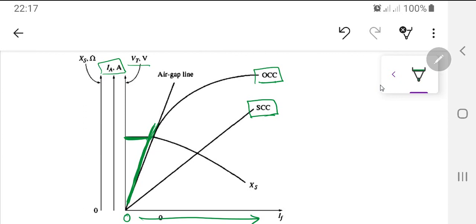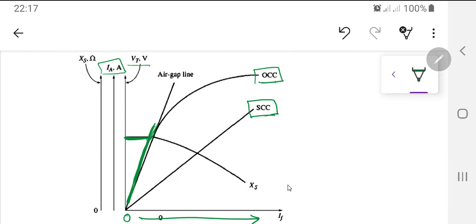But afterwards the open circuit test actually starts to saturate, which is the core saturating because of the higher field currents, and the two cores, the stator and the rotor, are linked up. So what is happening over here is that the flux is increasing, but the value of XS is decreasing.